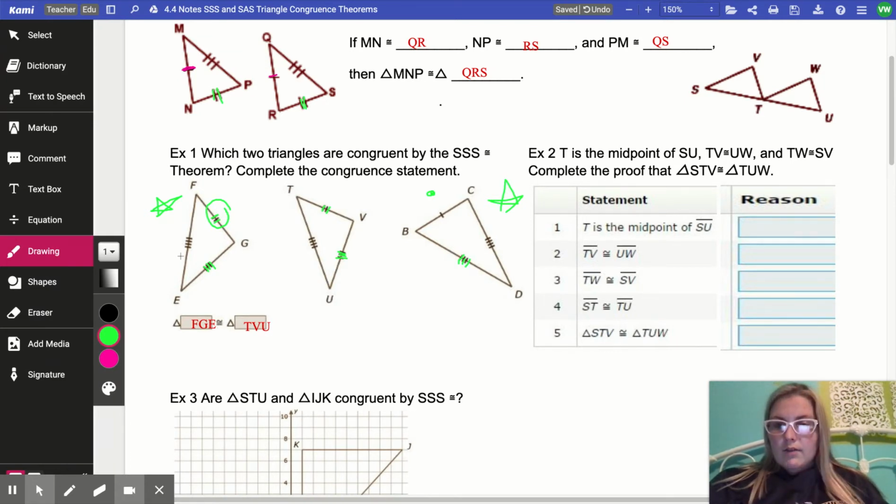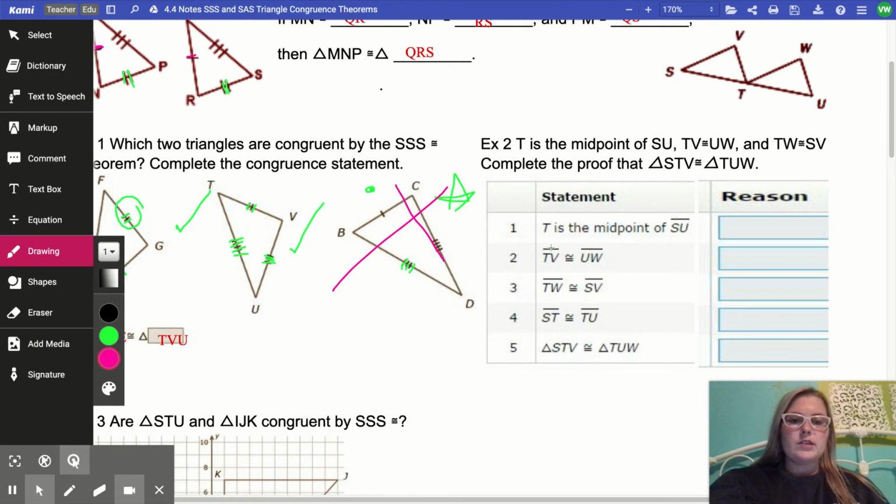Lastly, on FGE, I see from F to E has 4 tick marks. And I also see on TVU that TU has 4 tick marks. So since I have 3 congruent sides between FGE and TVU, those are the 2 triangles that are going to be congruent. And BCD is not congruent to either one of them.